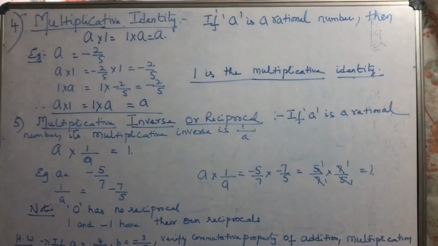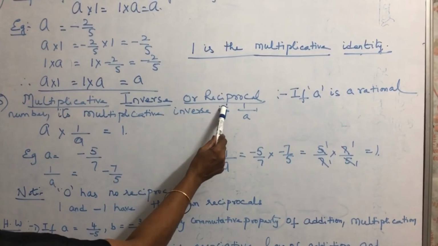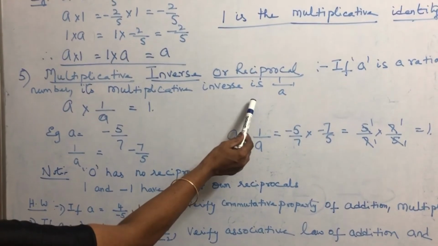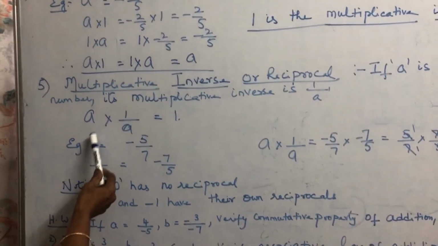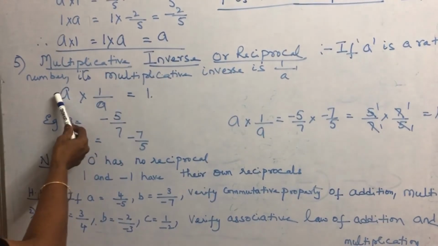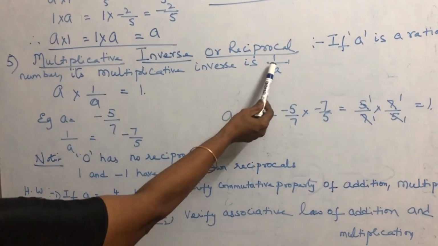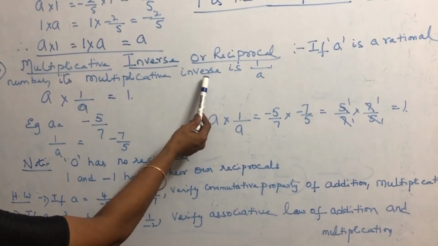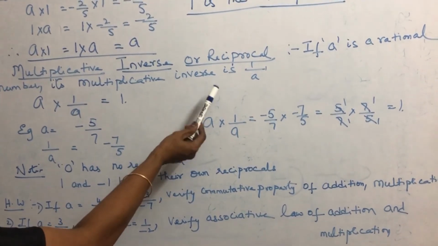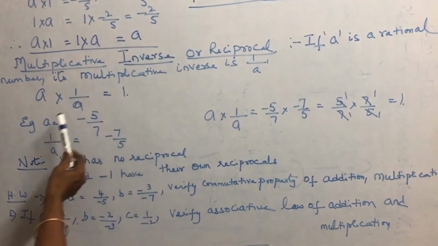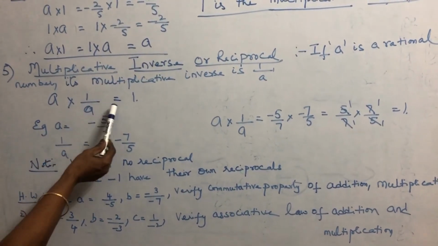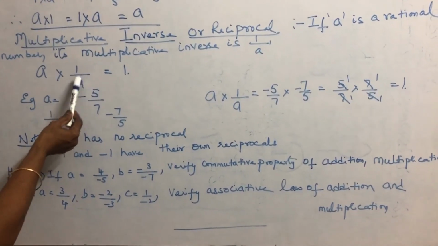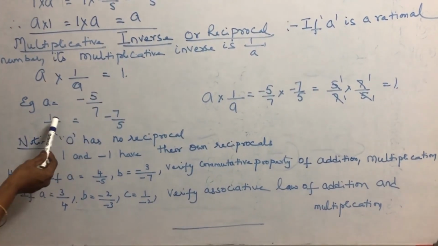The fifth law is multiplicative inverse or reciprocal. If A is a rational number, its multiplicative inverse is 1 by A. The word multiplicative inverse is nothing but reciprocal. If your rational is 2 by 7, its reciprocal is 7 by 2. A into 1 by A is equal to 1. Rational into its multiplicative inverse is equal to 1.